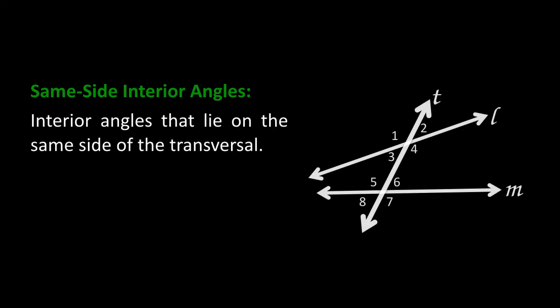Our next angle pair is same side interior angles. These are just interior angles that lie on the same side of the transversal. So look on the inside of your transversal, see which ones are lying on the same side of the line. So I have angle 3 and angle 5 being a pair, and angle 4 and angle 6 being my second pair of same side interior angles.